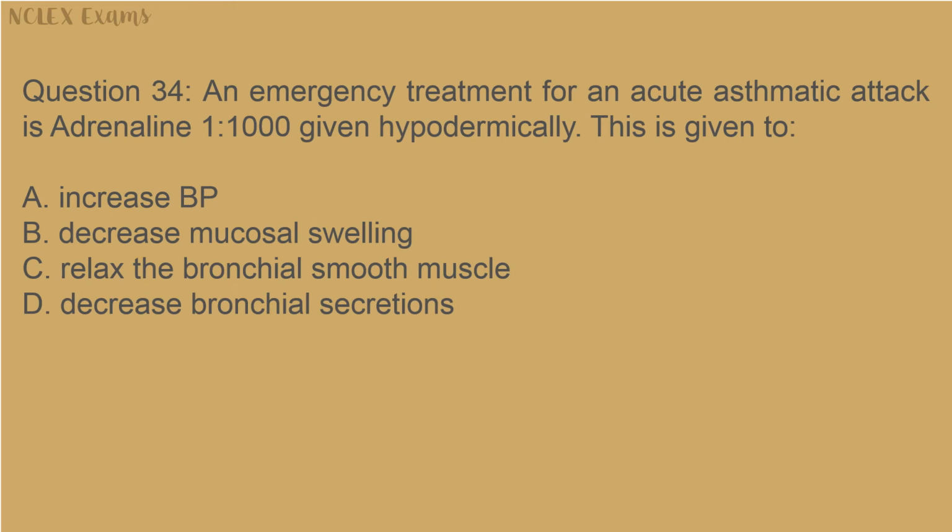Question 34. An emergency treatment for an acute asthmatic attack is adrenaline 1 to 1000 given hypodermically. This is given to: A. Increase BP. B. Decrease mucosal swelling. C. Relax the bronchial smooth muscle. D. Decrease bronchial secretions.